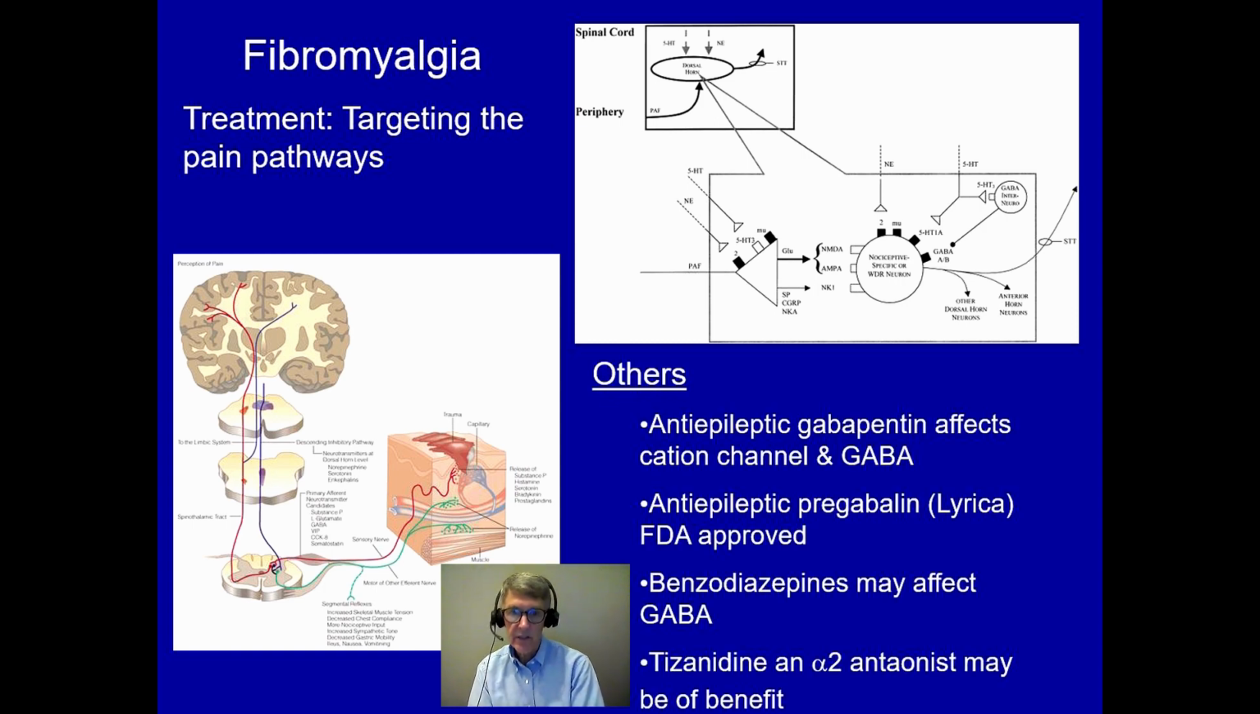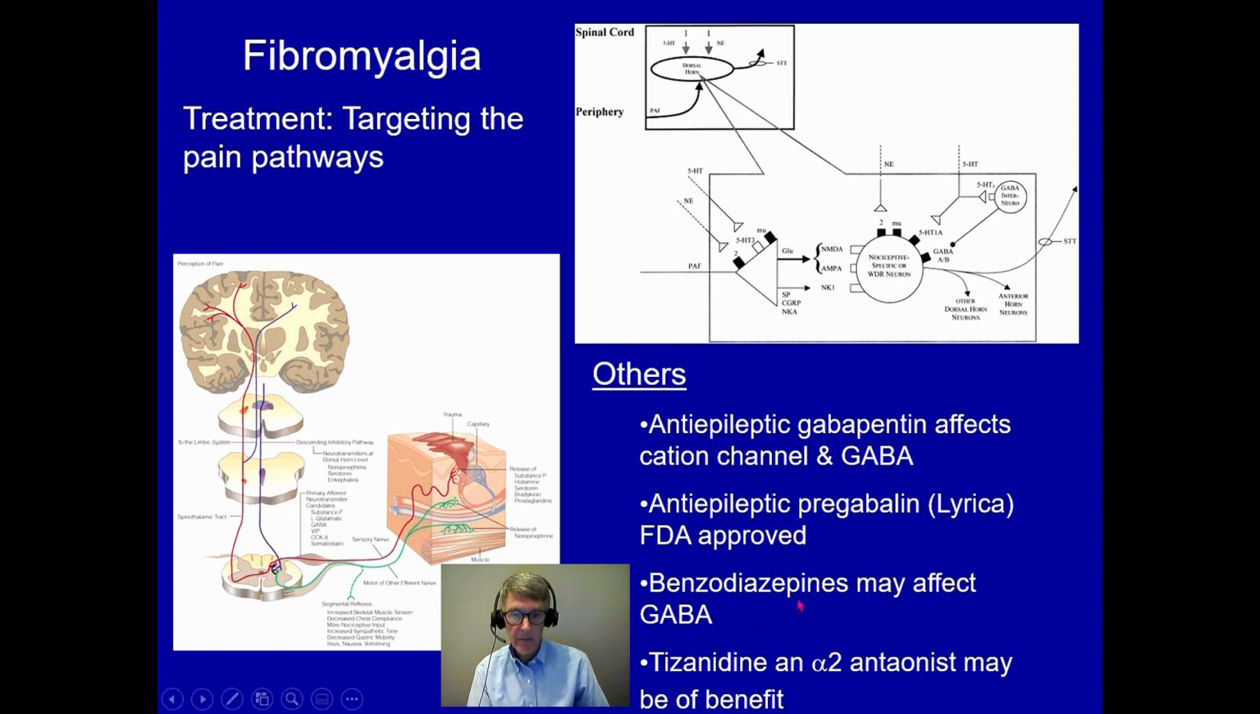Anti-seizure medicines such as gabapentin and pregabalin again can affect the cation channels and GABA and again downregulate the transmission up the spinothalamic tract. Pregabalin or Lyrica is also approved in the treatment of fibromyalgia by the FDA, and thus, at least right now, there are only 3 medicines that have been approved. These include duloxetine, milnacipran, and pregabalin.